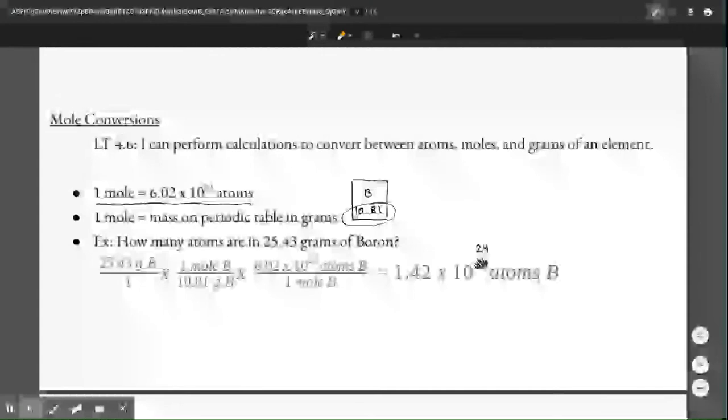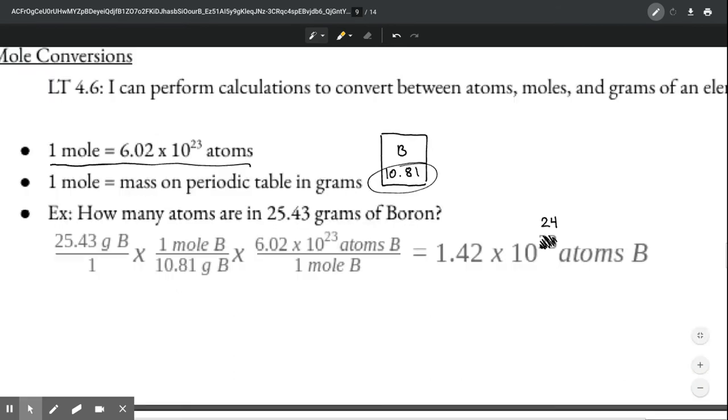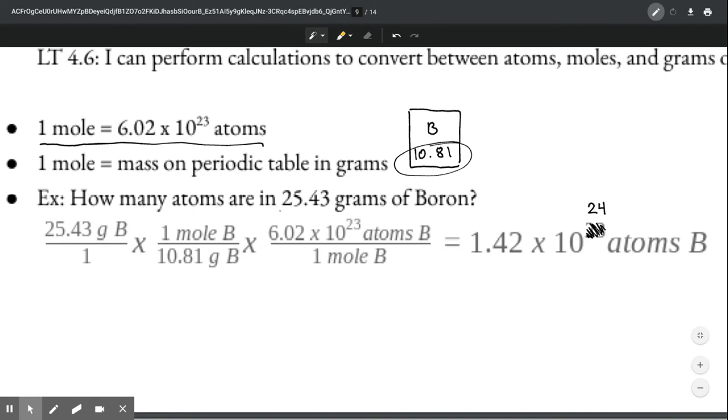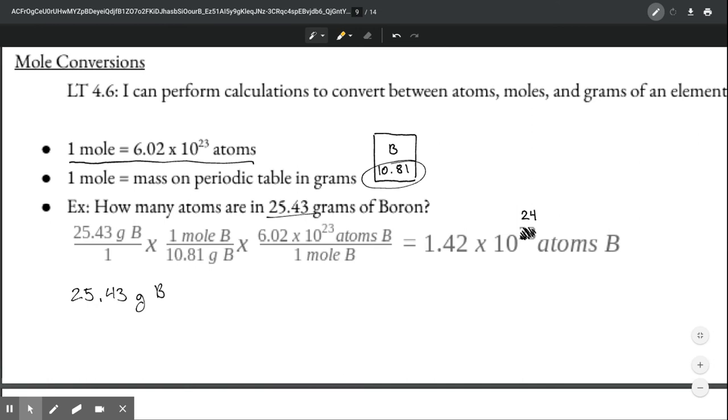So if we're going to try and convert between them, for example, how many atoms are in 25.43 grams of boron? We start with what we're given, which is 25.43 grams of boron, and it's very important that we keep our units and what element we're talking about for later when these get more complicated.